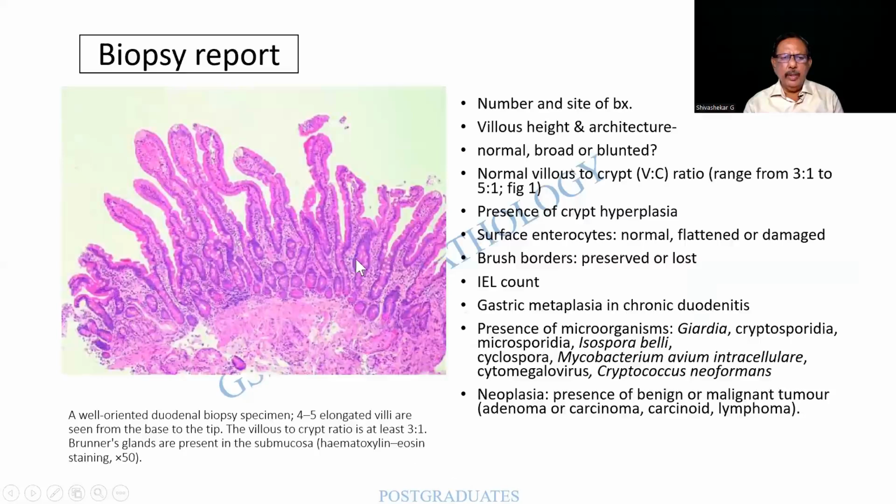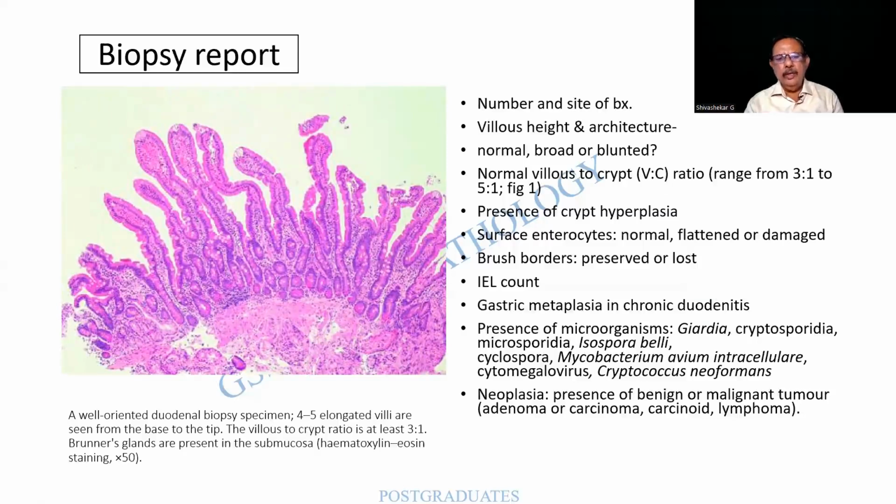Neoplasia, you'll have to do required ones. The biopsy report, how do I do it? On seeing the biopsy, I'll have to mention all these things. What is the number, the site of biopsy, what is the villus size, what is the architecture, what is the crypt, what is the ratio of the villus to the crypt, etc. Is there any hyperplasia of any one element? Is there a gastric metaplasia? Something like a CAP protocol you people should build up so that it can be reported.